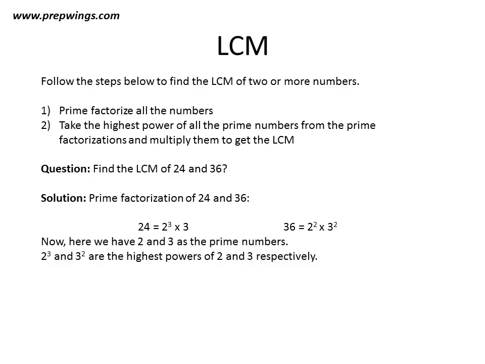Okay, because see 2 has power 2 raised to power 3 in 24 and 2 has power 2 raised to power 2 in 36. Similarly 3 has a power of 1 in 24 and 3 has a power of 2 in 36. Okay, so that is why the highest powers are 2 raised to power 3 and 3 raised to power 2. Now we'll simply multiply them. So 2 raised to power 3 is 8 and 3 raised to power 2 is 9. So 8 multiplied by 9 is equal to 72. Thus the LCM of 24 and 36 is equal to 72.